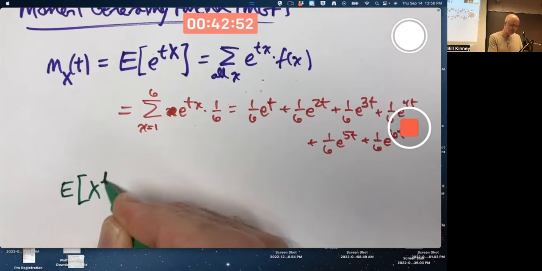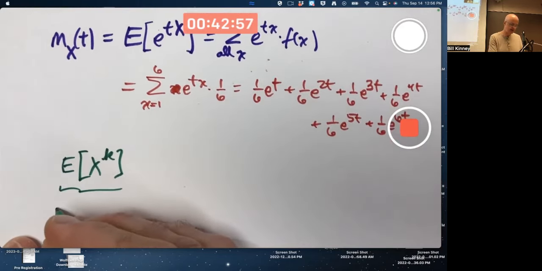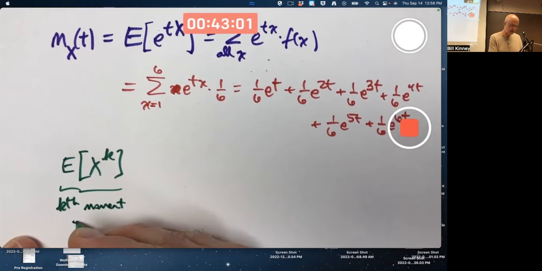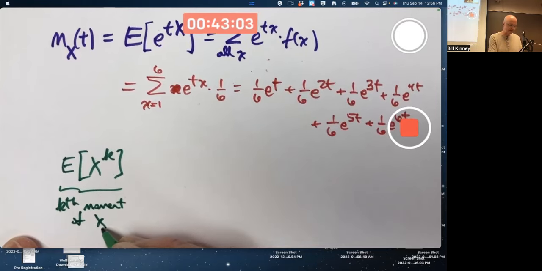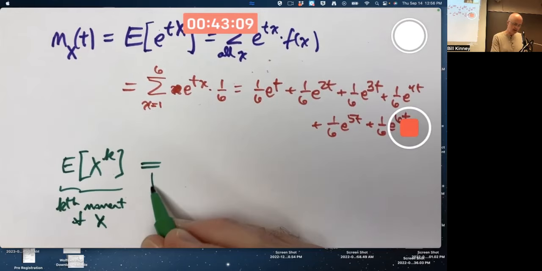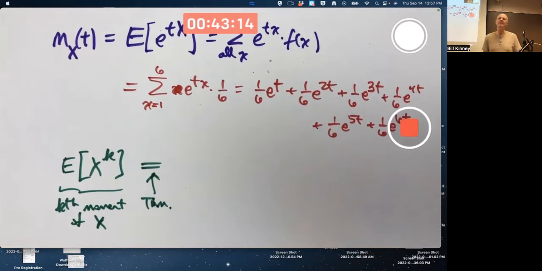The kth moment of x, this entire expected value, is called the kth moment of x, where k is a positive integer: 1, 2, 3, 4, 5, 6, etc. It's a theorem that this is the kth derivative of the moment generating function, evaluated at t equals 0.